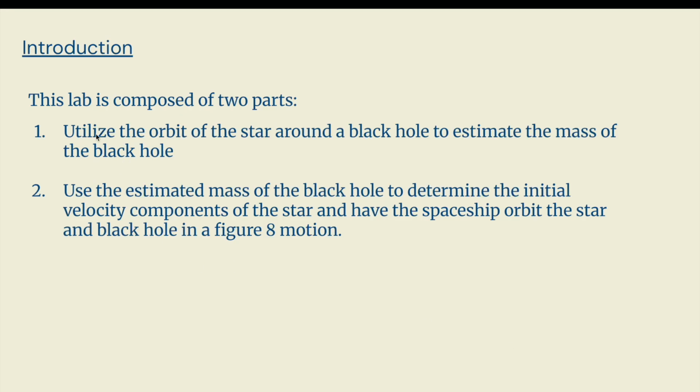For this lab, there are two parts. Part 1 utilizes the orbit of the star around a black hole to estimate the mass of the black hole. Part 2 is to use the estimated mass of the black hole to determine the initial velocity components of the star and have a spaceship orbit the star and black hole in a figure-8 motion.